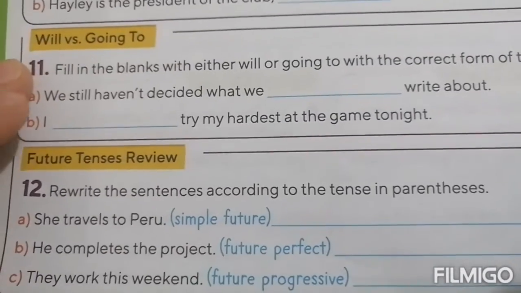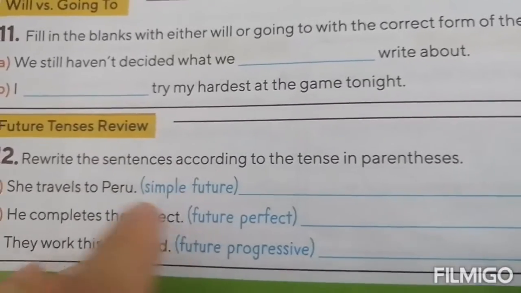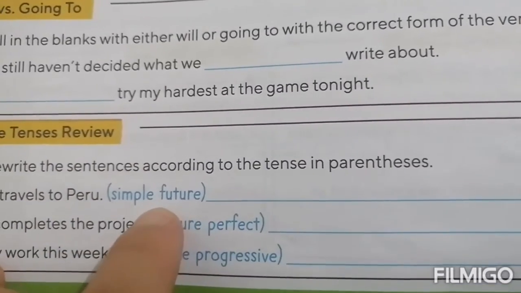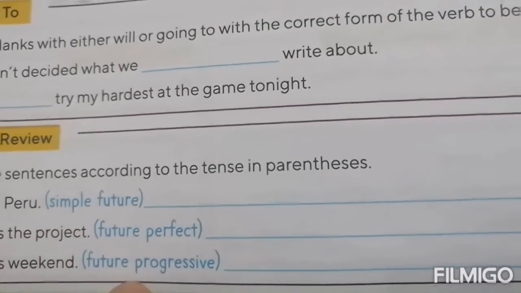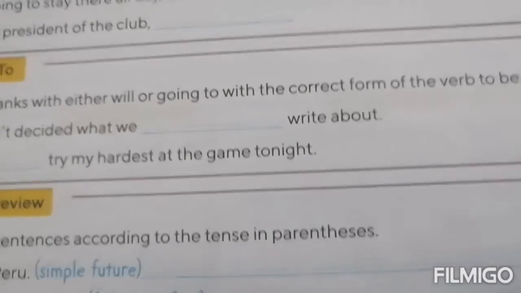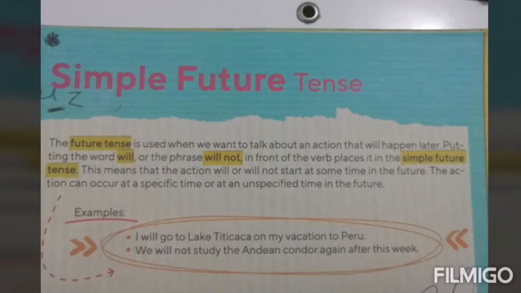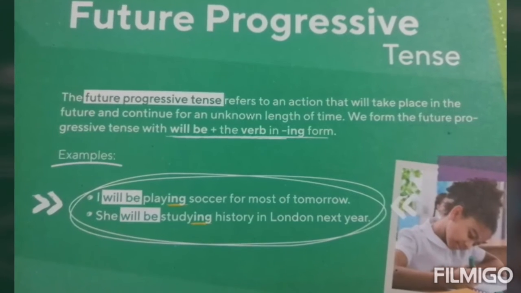And the last one is just to complete with the future tense. And here it's asking you to rewrite the sentences, but in this case with the simple future, future perfect, and future progressive. If you want to see the differences, go to the pages. Page 91, 92, and 93.